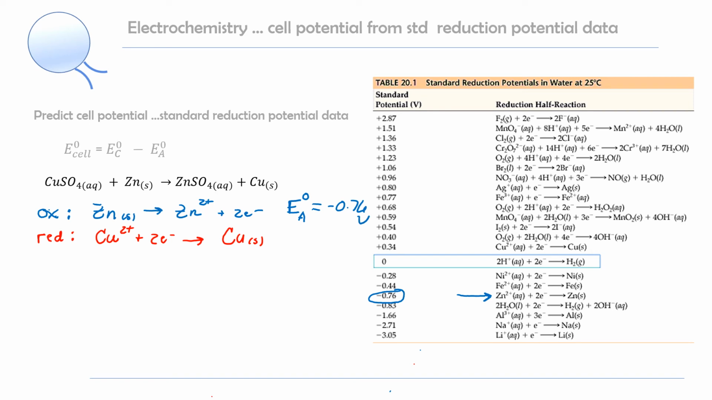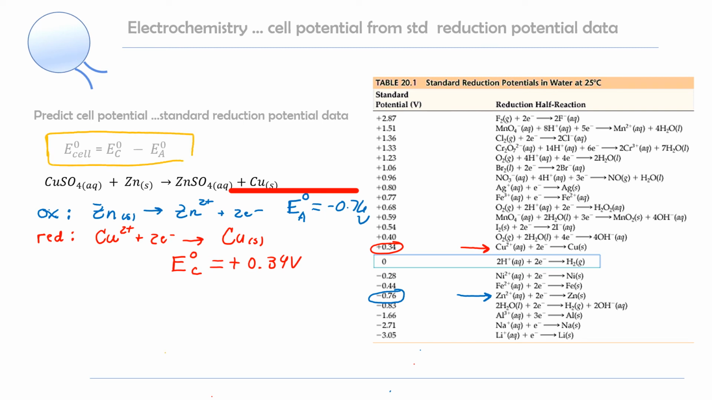Okay, now I do the same for the half reaction at the cathode. I look up the standard reduction potential for the half reaction at the cathode. So this one is a reduction, so I look exactly for copper 2+ gaining 2 electrons going to copper metal. That half reaction is right here in my table, and the standard reduction potential is a positive 0.34 volts. So now I'm simply going to plug these values into my equation up above. My cell potential looks like that.